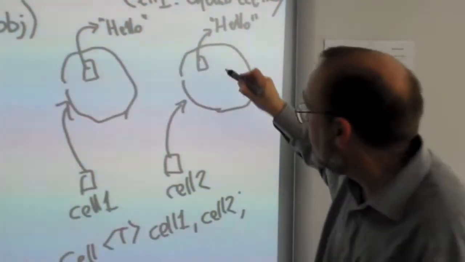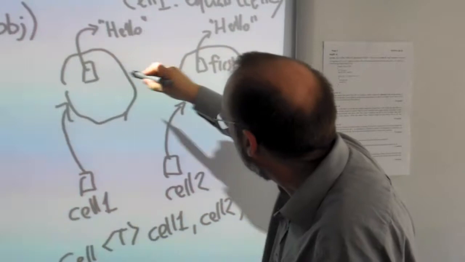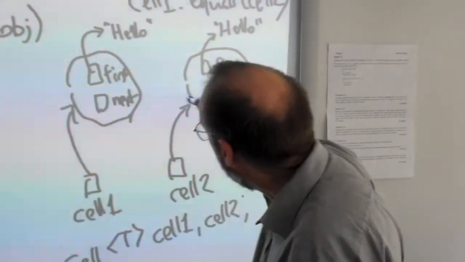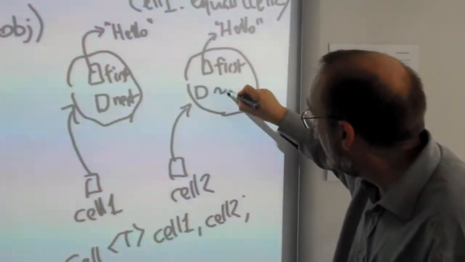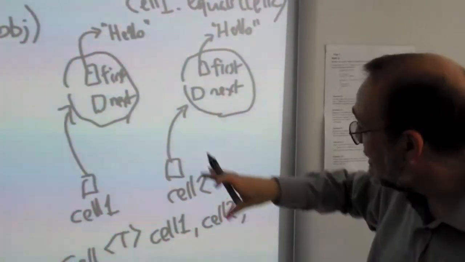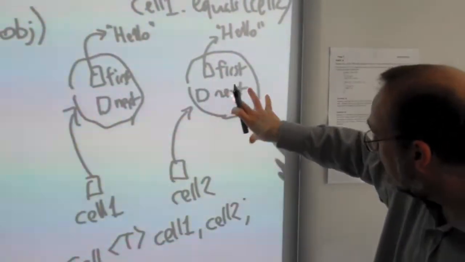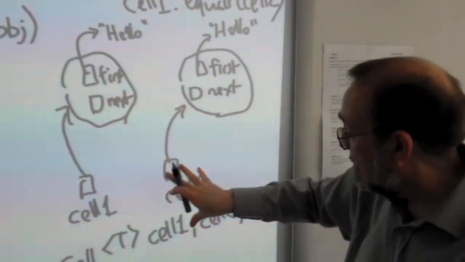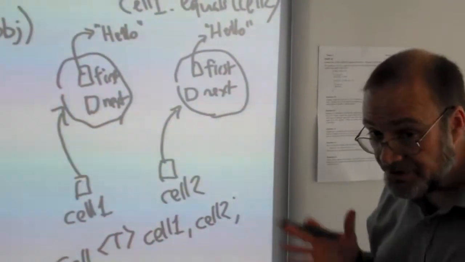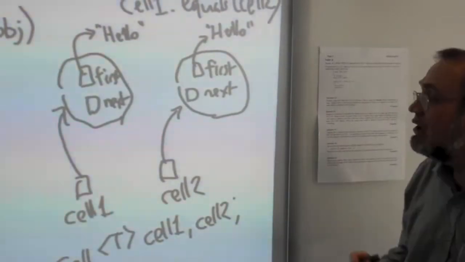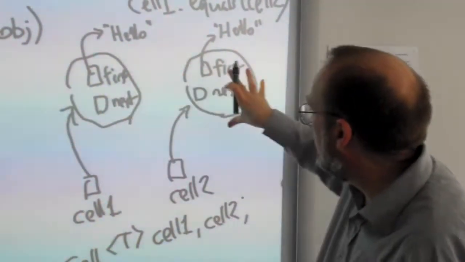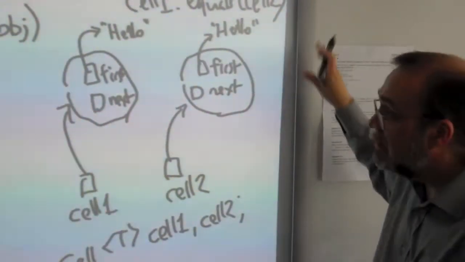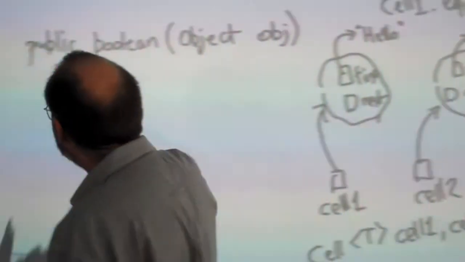So the first field must be equal. And the next field must be equal. Now, we've got recursion here. The next field is of type Cell, so the next field for equal will use the same equals method as here. Recursion is another concept which people often find tricky. So we'll assume that these will refer to further cells and that they're all going to have equal content. Now, how do we deal with this?